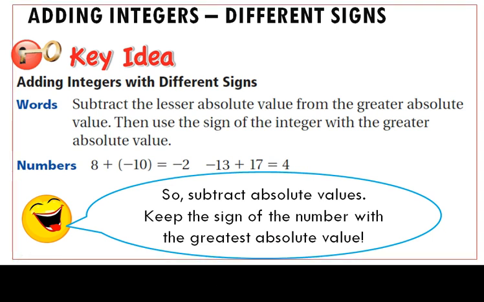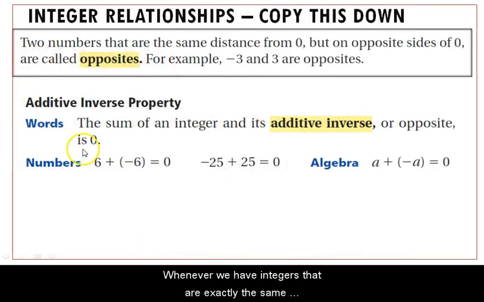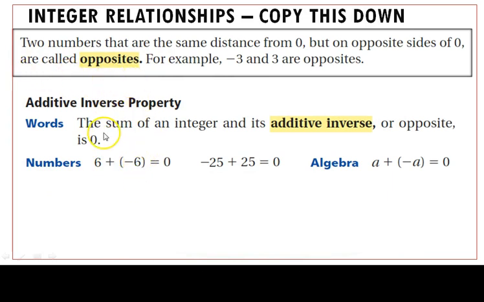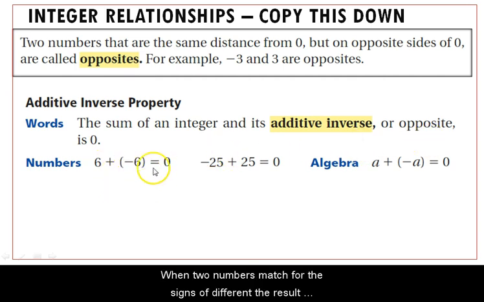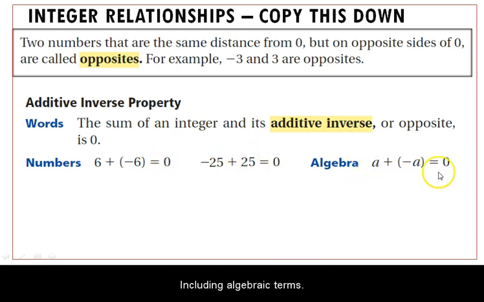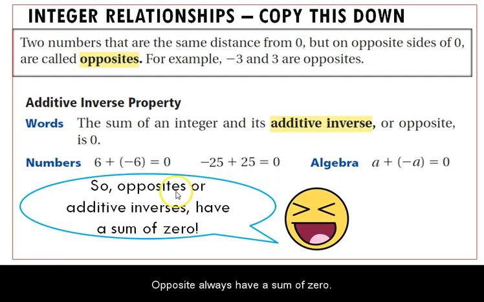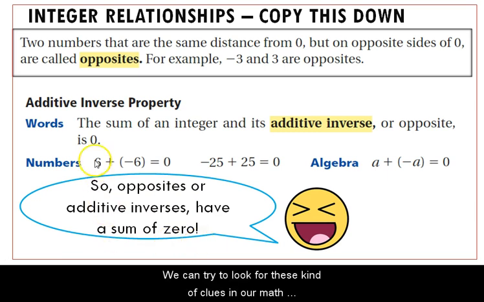And now, whenever we have integers that are exactly the same number but different signs, we call these opposites. The sum of an integer and its additive inverse, or opposite, is always 0. So when the numbers match but the signs are different, the result is always 0, including algebraic terms. So, opposites always have a sum of 0. We can try to look for these kind of clues in our math problems to cancel out values that are opposite of each other to simplify the expression before we solve it.